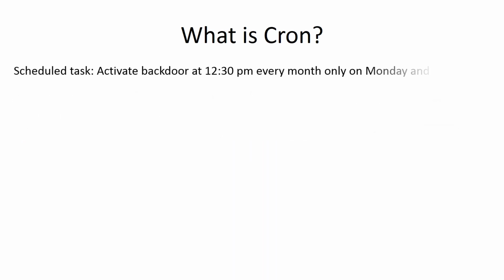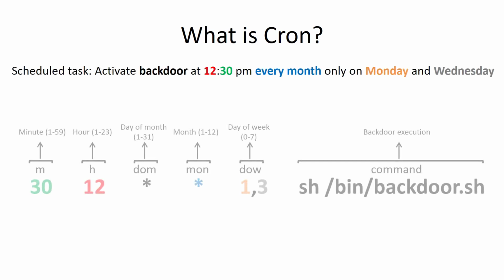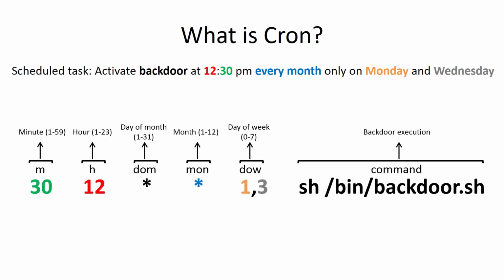On the victim's machine, we want the backdoor to be executed at 12:30 every month on Monday and Wednesday. To meet this requirement, we will create the following entry in the cron file. Asterisk means match any value.